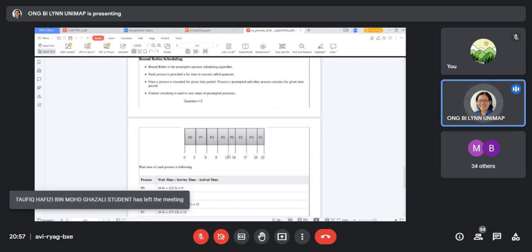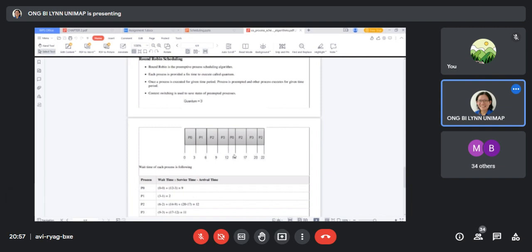Then it will turn back to P0. P0 hasn't finished because P0 has 5 units, so it will execute another 2 units, which equals 14. Then it's going to execute another 3 units of P2, 17. And then another 3 units of P3, which equals 20. And lastly, the rest of P2, you have another 2 units.